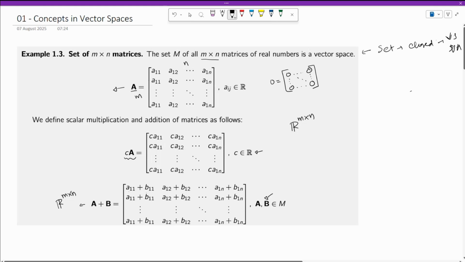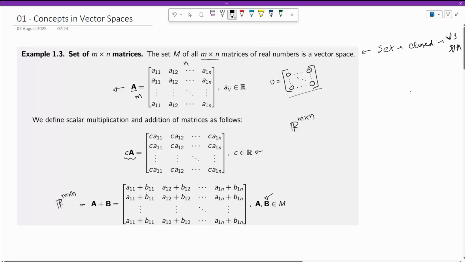Zero is a real number. This is a matrix of all zeros. That means a matrix of all real numbers. So it has to be in R^(m×n). Okay. So zero is there. So we have to do more work. What is the first thing you test?